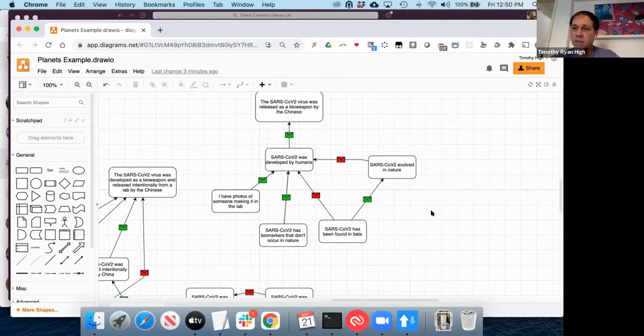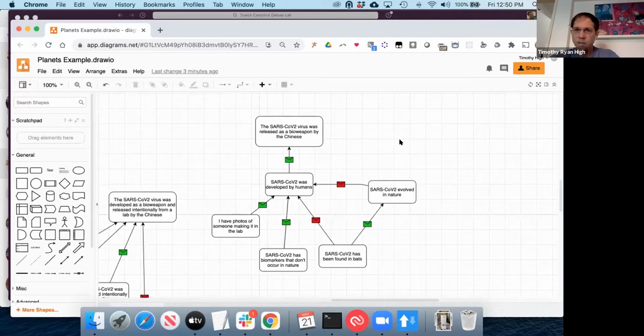And when you have that, it is so much more readable to break it down to just this question of, was it developed by humans? Was it developed by the Chinese? Did they intend it as a bioweapon? Did they release it intentionally? Those are the questions that need to be answered. The proof of whether this is true or not revolves around those questions. And so if you break it up into those separate claims, then each argument that refers to one of those should just support that one. That's readability, and that's understanding what's going on.